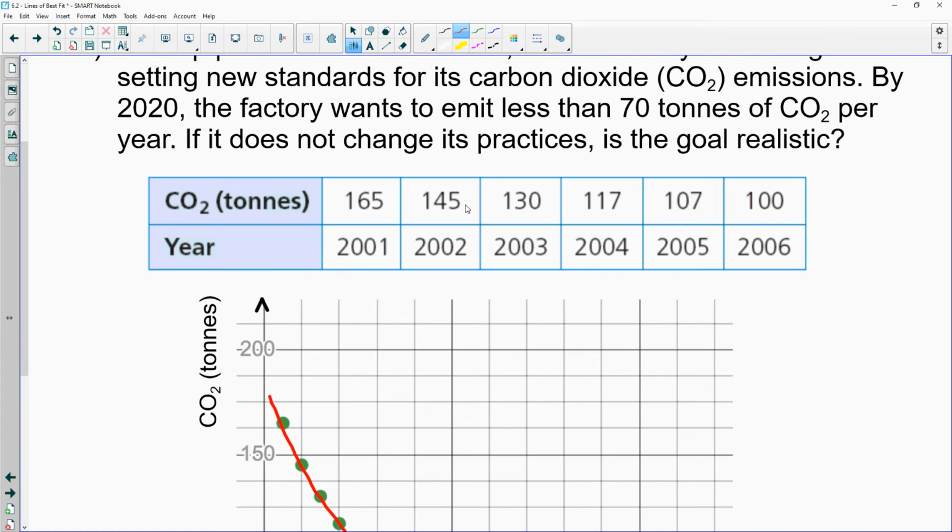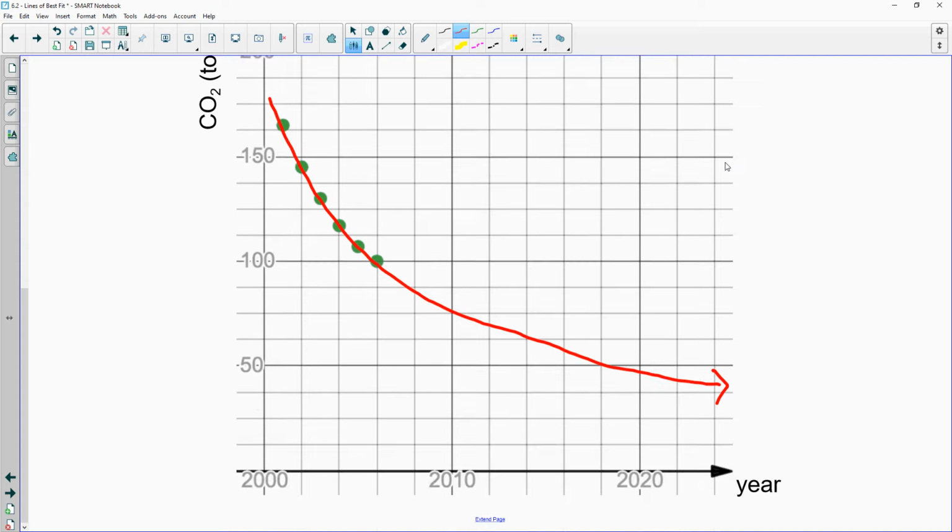So I could ask you a follow-up question. In this particular question, it's saying by 2020, the factory wants to emit less than 70 tons of CO2. Is this a realistic goal? So by 2020, let's take a look. 2020 is right here. And so again, following this along, it looks like this particular factory will meet their goals because we're getting just below 50 tons of CO2 in this case. So by using the curve of best fit, yes, we can still, in this case, we're extrapolating our data in order to estimate the amount of CO2 that's going to be produced.